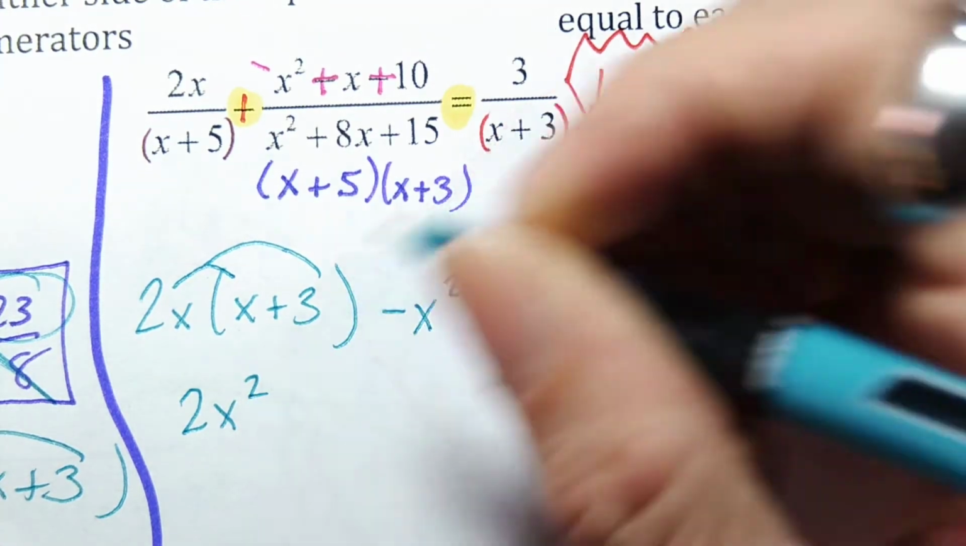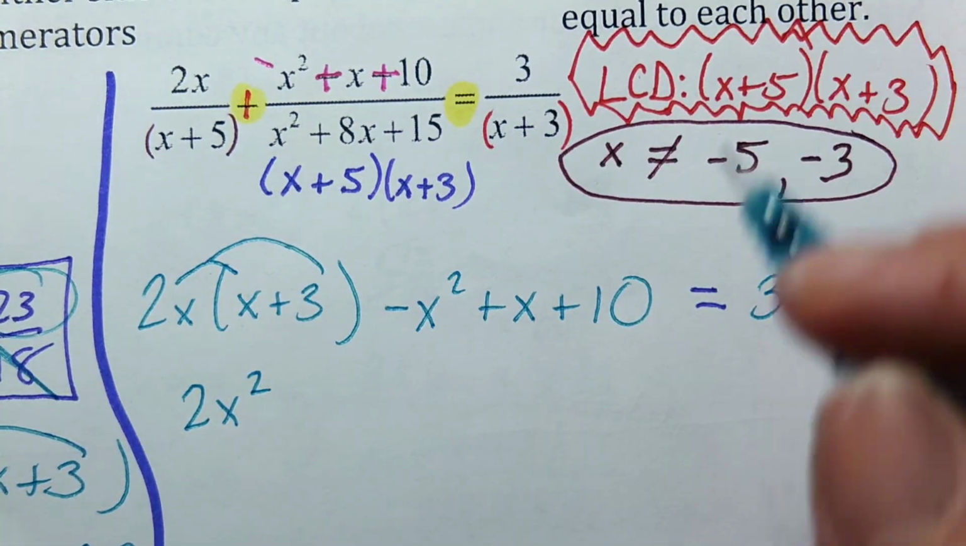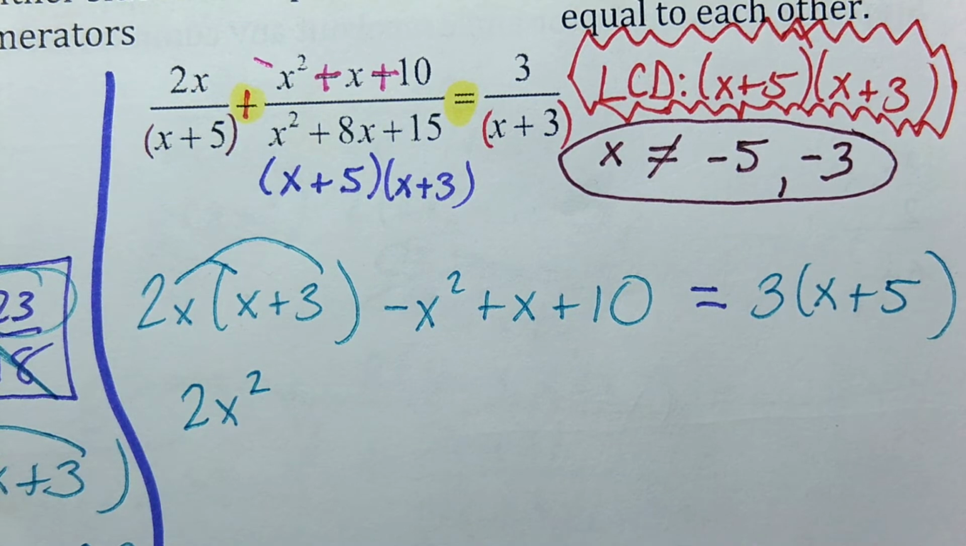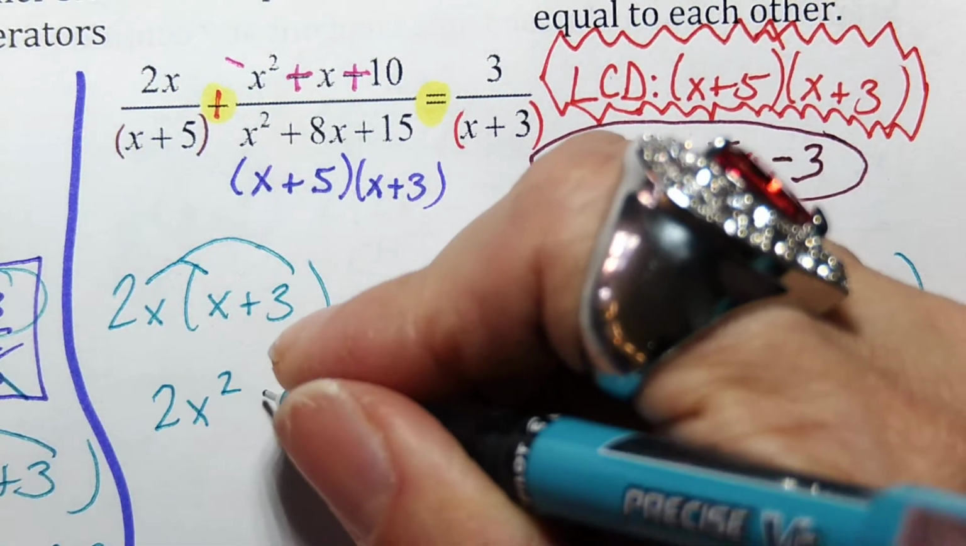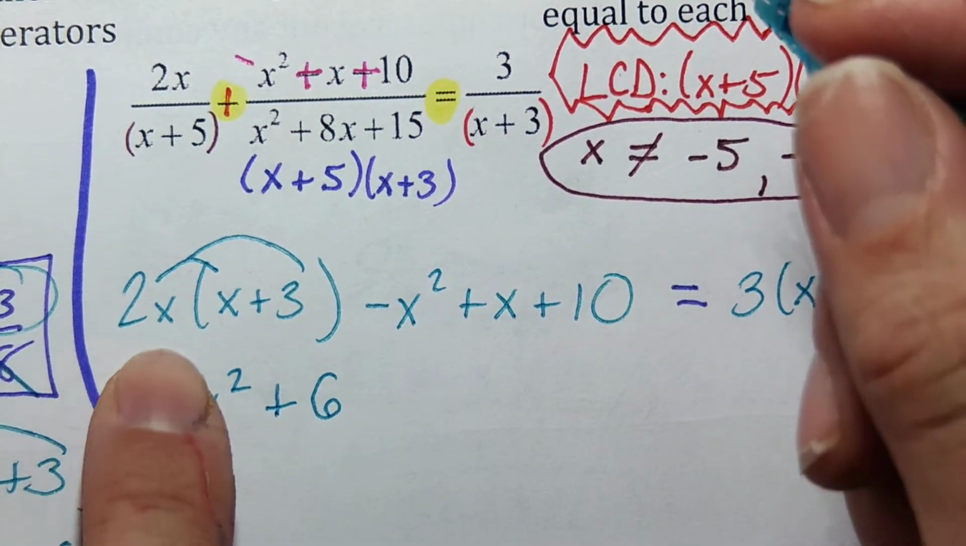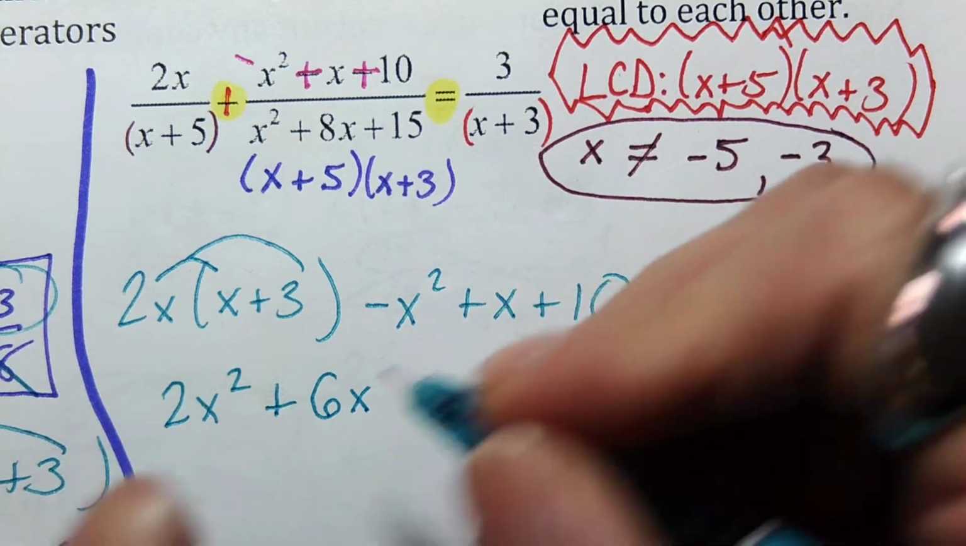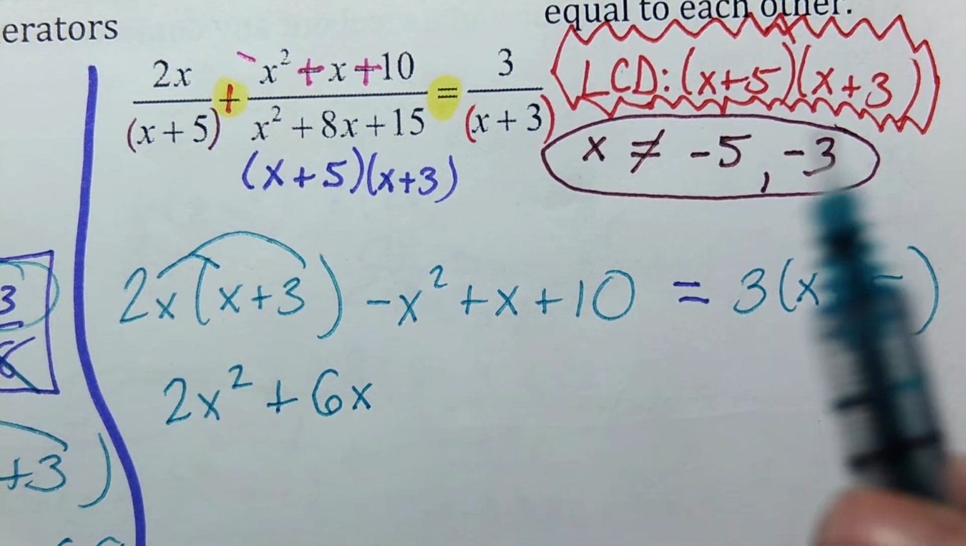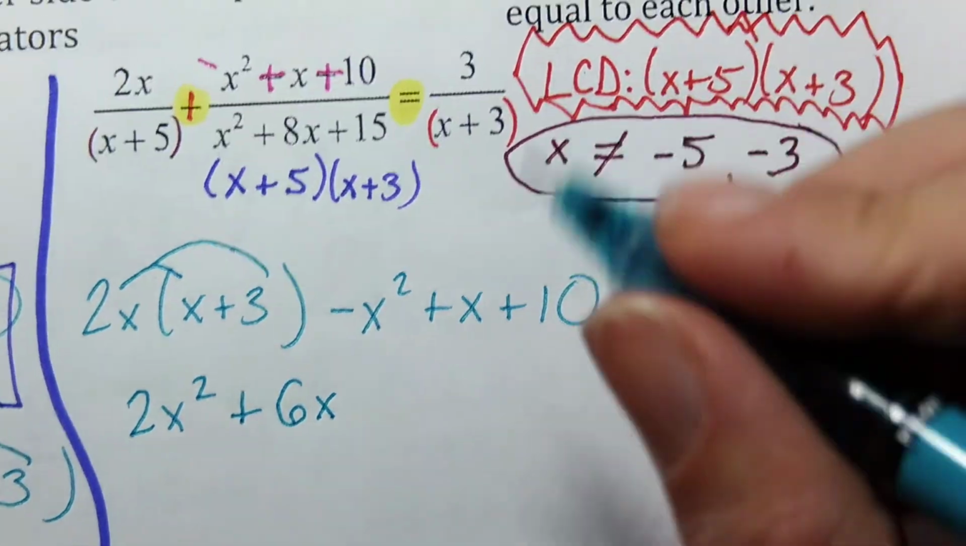2x times x, 2x squared. Something that I noticed on some of the homework quizzes was when we were handling this distribution stuff, sometimes students were just putting 6 and forgetting to put the x with it. So just be careful. You're multiplying the coefficients and tacking the variables onto the end as well.